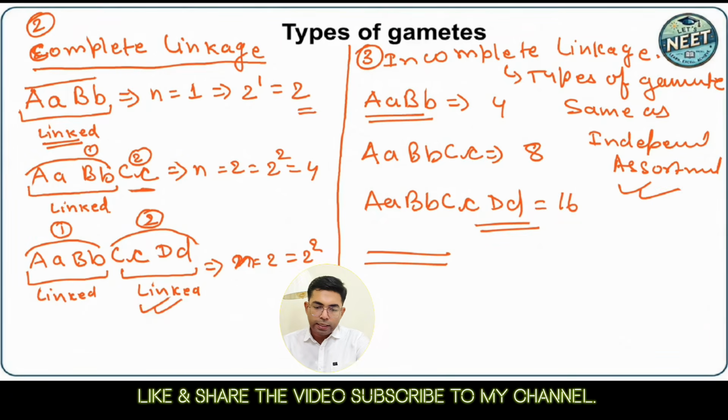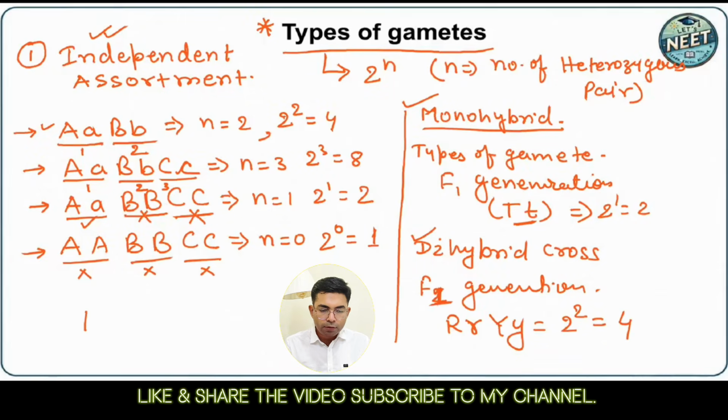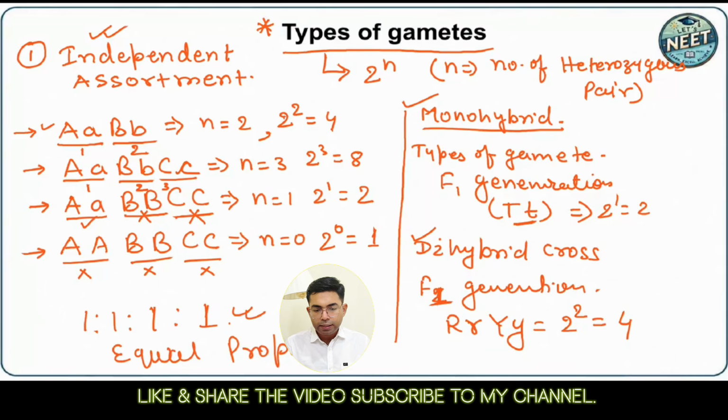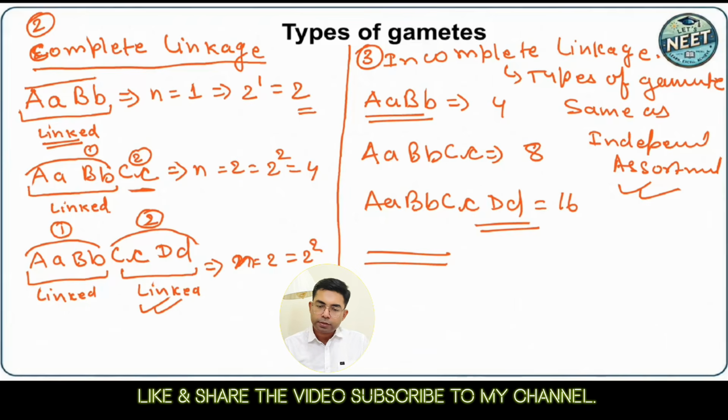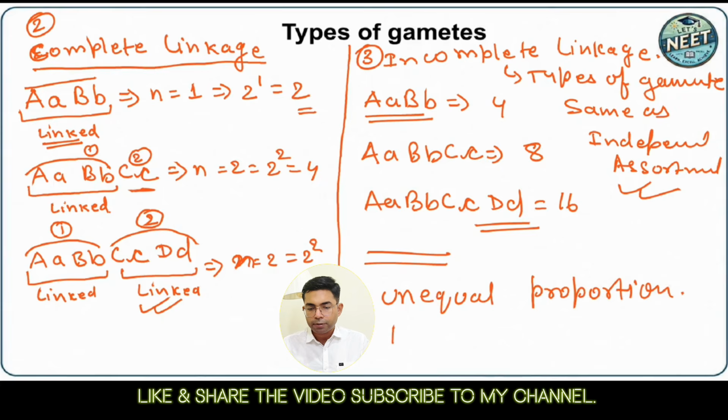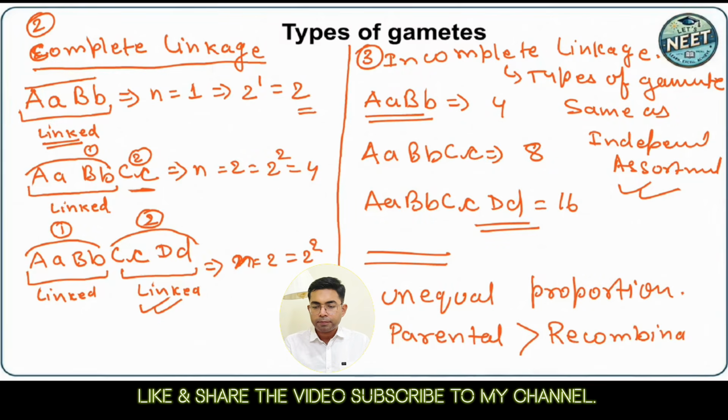Now here in independent assortment, the types of gamete will always be 1:1, meaning all gametes will be in equal proportion, right? All gametes are always in equal proportion. But in case of incomplete linkage, the types of gamete are the same, but they are in unequal proportion. Why is it so? Because in case of incomplete linkage, the parental is greater than recombinant, right? So this is all about the types of gamete calculation.